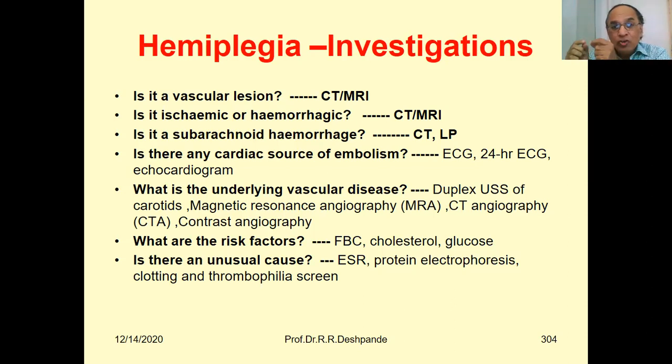Is there any cardiac source of embolism? That moving blood clot starts from your heart. Do the electrocardiogram, ECG, 24-hour ECG monitoring, echocardiogram. What is the underlying vascular disease? Duplex USS of carotid. You have to examine the carotid. Magnetic resonance angiography, MRA, CT angiography, and contrast angiography. Angio means blood vessels. Graphy means to put the dye and see whether the blood circulation is good or not.